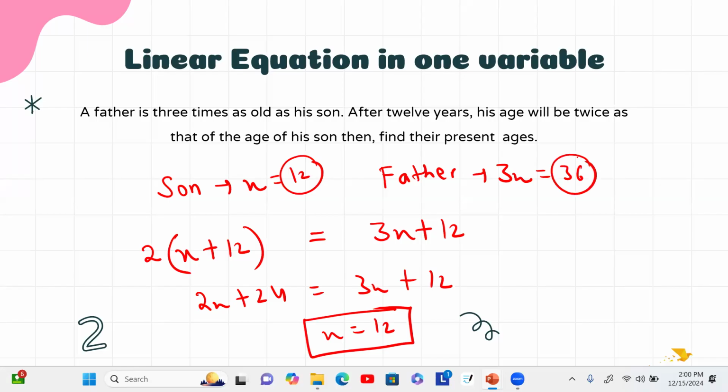Right. So this is a pretty scoring topic. Many questions usually come in problems on ages. And basically you have to form this equation yourself. The only point is that it's a very systematic topic.